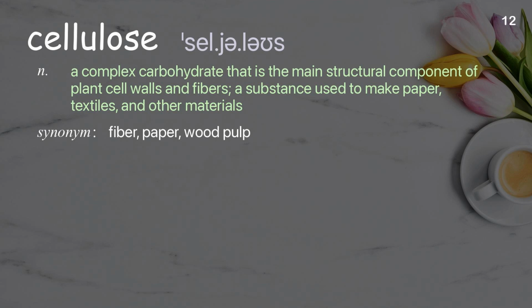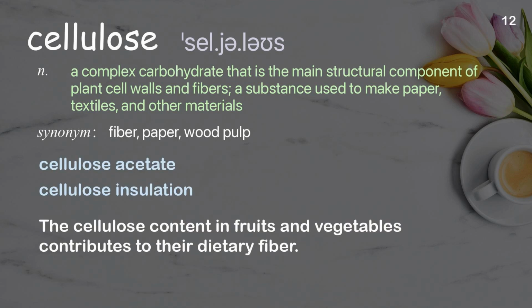Cellulose. A complex carbohydrate that is the main structural component of plant cell walls and fibers, a substance used to make paper, textiles, and other materials. Examples. Cellulose acetate. Cellulose insulation. The cellulose content in fruits and vegetables contributes to their dietary fiber.